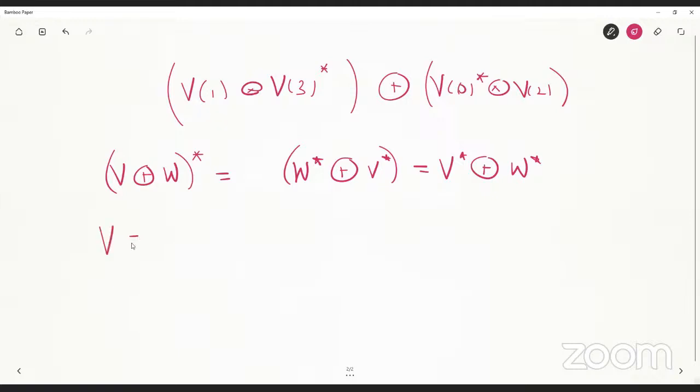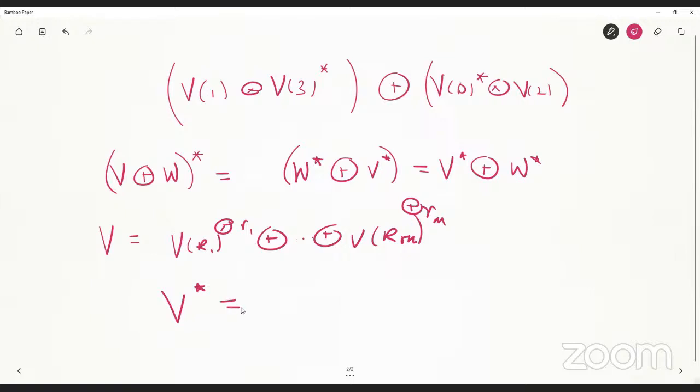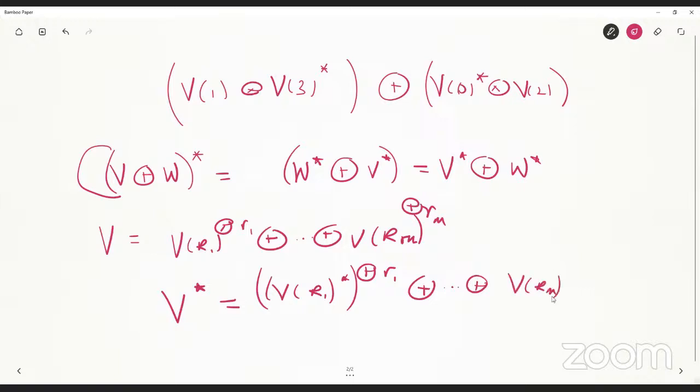So first of all, if I write V as a direct sum of irreducible representations, V(k1) direct sum r1 times, direct sum, etcetera, direct sum V(km) r_m times, then to compute V star, you are claiming V star to be V(k1) star direct sum r1 times, and so on up to V(km) star direct sum r_m times. But do you know what V(m) dual is?